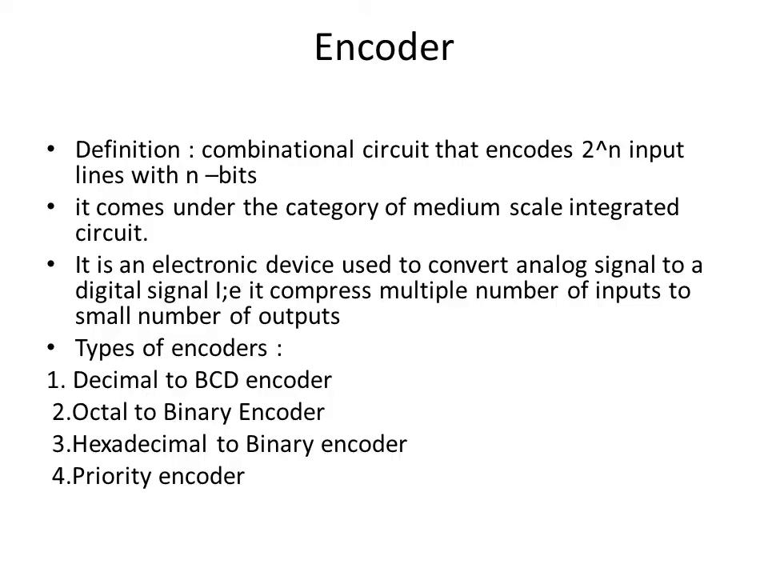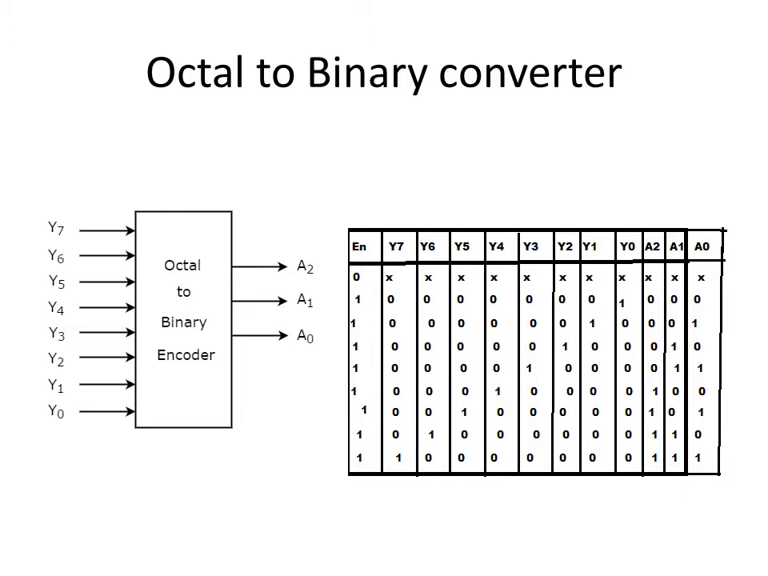In digital circuits, there are many types of encoders. A few of them are decimal to binary encoder, decimal to BCD encoder, octal to binary encoder, hexadecimal to binary encoder, and priority encoder. A priority encoder is mainly used in complex applications where more than one input line is in high state. When only one input line is in high state, the other encoders are used instead of the priority encoder. Let us discuss the octal to binary encoder.